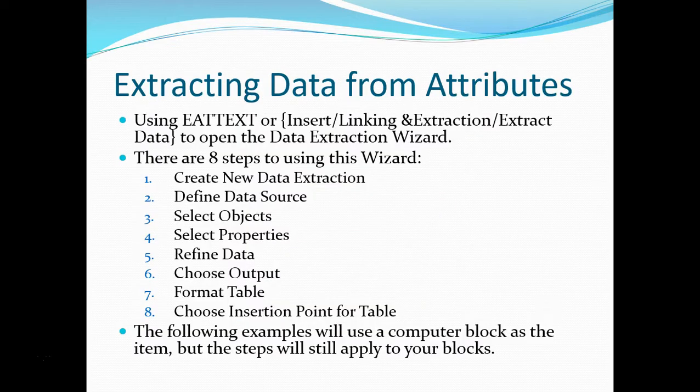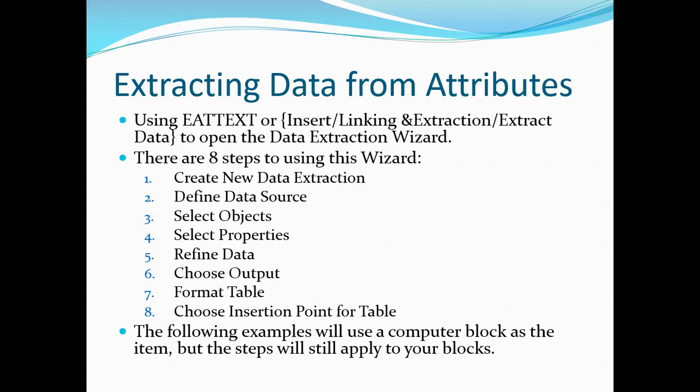So in order to extract data from attributes, you use the EATTEXT command in order to open the Data Extraction wizard. There are 8 basic steps to using this wizard. You create a new data extraction. You define the data source, so what information should be in it. You select the objects that you want included in the table. You select the properties on those objects that are important to you.